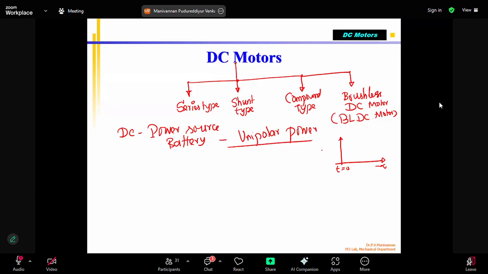If I plot the voltage of a battery, V_DC or V_battery, without connecting to any load, you will see a constant voltage with respect to time. The voltage remains constant. For example, a lead acid battery used in a car, a 12-volt battery, will be 12 volts. We represent the battery with this plus-minus symbol, and these are called terminals, one positive and one negative.